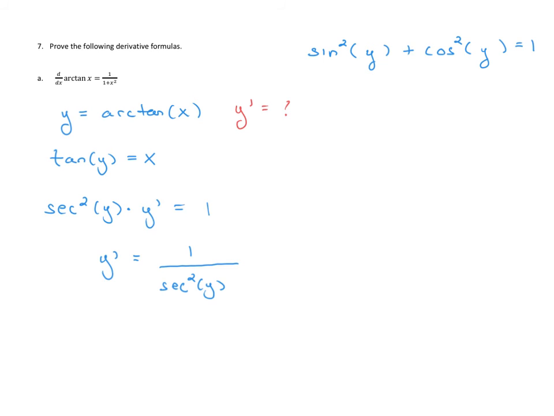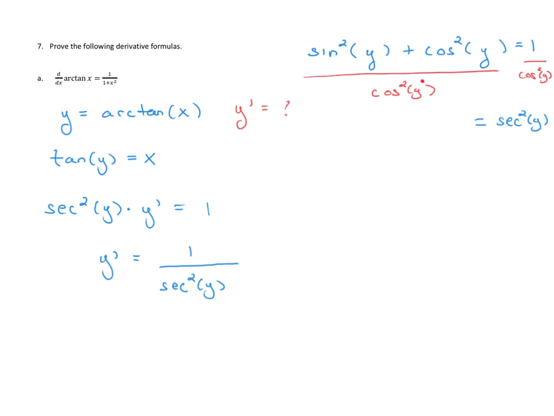Secant squared is defined as 1 over cosine squared. If I divide this side by cosine squared, I'll have secant. I'll also divide this side by cosine squared as well. So let's see what that looks like. I'm dividing this side by cosine squared of y, and this side by cosine squared of y. I'm doing this because 1 over cosine squared of y is exactly what secant squared of y is defined to be. Secant is the reciprocal of cosine.